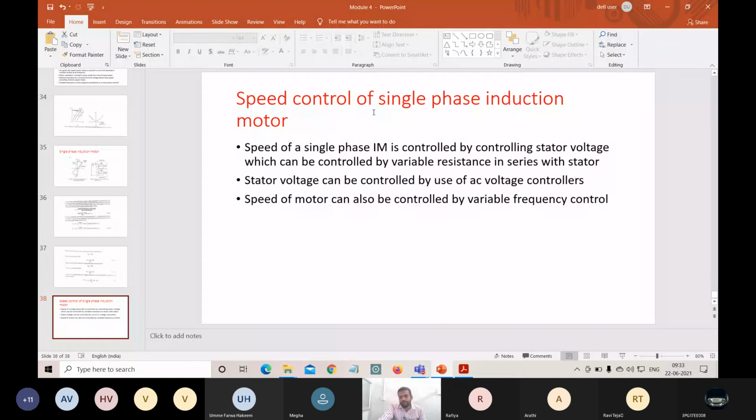And one more thing is speed control. Similar to what we do in a 3-phase induction motor, there is also a speed control strategy for the single phase induction motor. By that we will complete the induction motor concept, so we will discuss that in the next session.